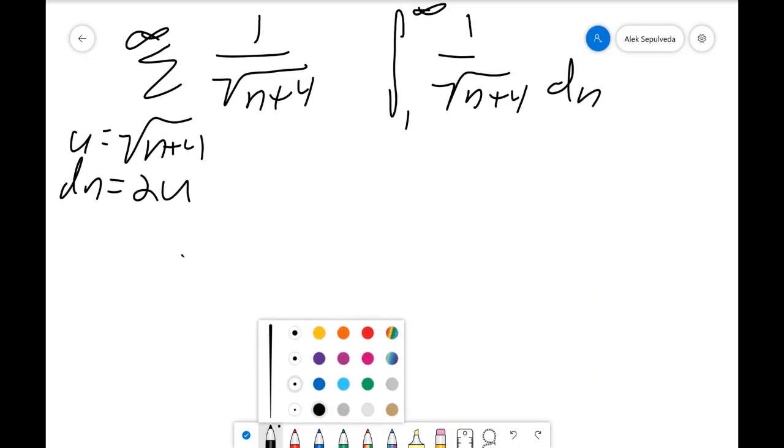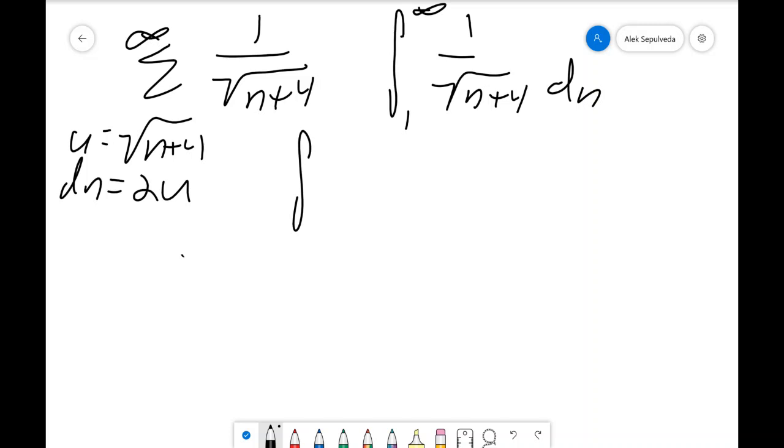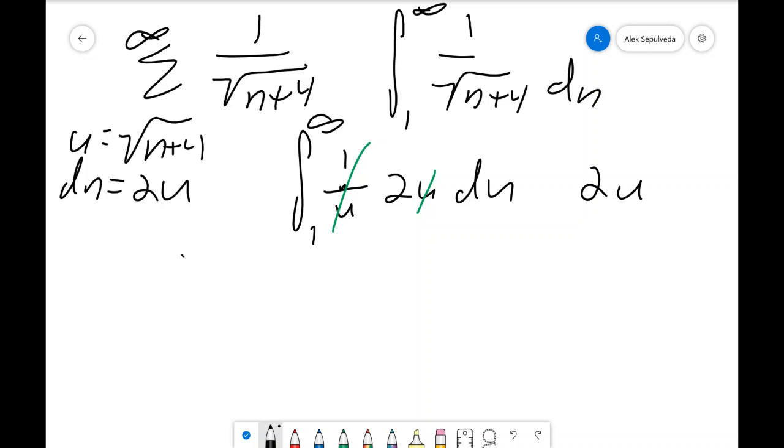Now we can rewrite the integral as the integral to infinity of 1 over u times 2u du. The u's cancel out, and so we integrate just 2. We end up with 2u from 1 to infinity. Now we can plug it back in, 2 square root of n plus 4.